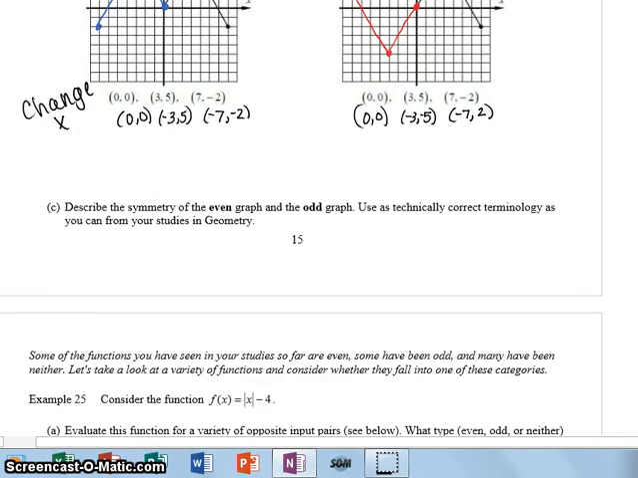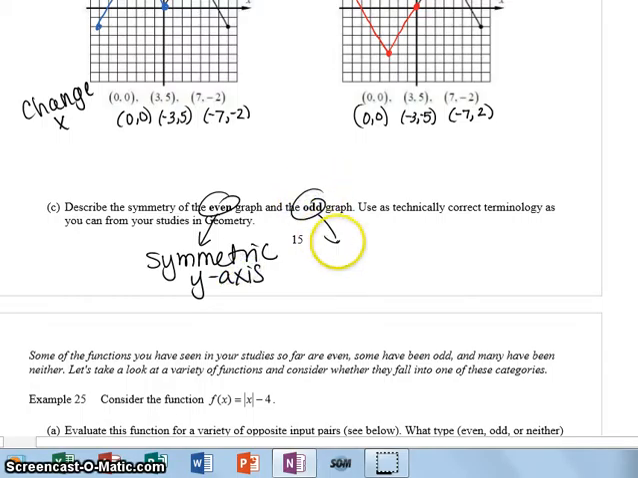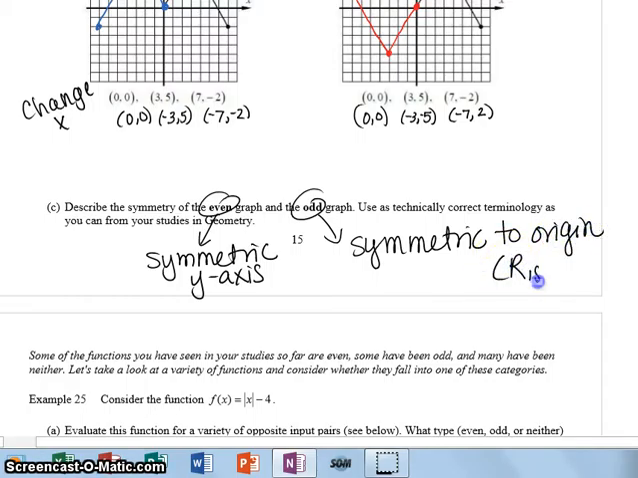Part C says, describe the symmetry of the even graph and the odd graph. Use as technically correct terminology as you can. Okay, so for even functions, it is symmetric to the y-axis, meaning if you folded that picture right on the y-axis, it would mirror up. It would be a mirror image. And odd functions are symmetric to the origin. If they're symmetric to the origin, guys, that's like a rotation of 180 degrees as well. So if you turned your paper upside down, that's exactly what the picture would look like.